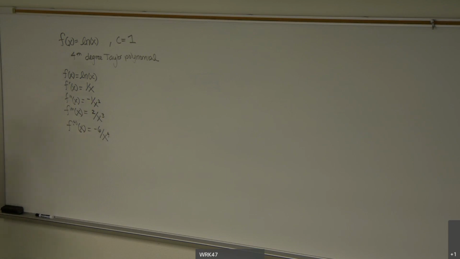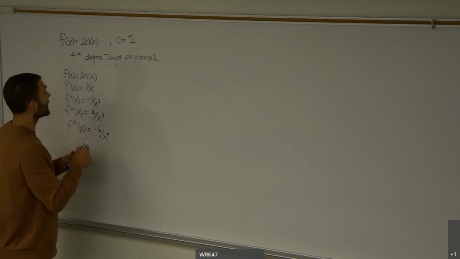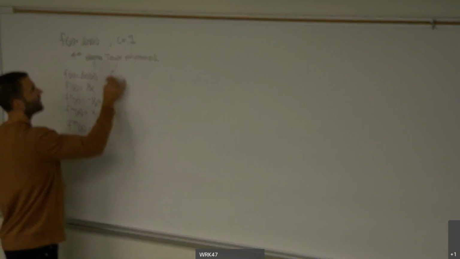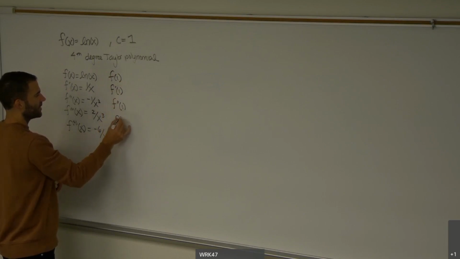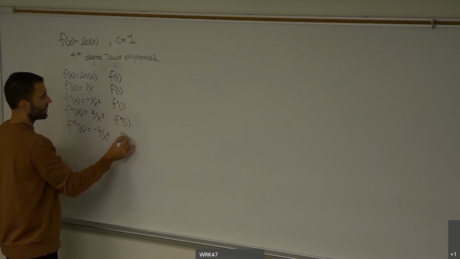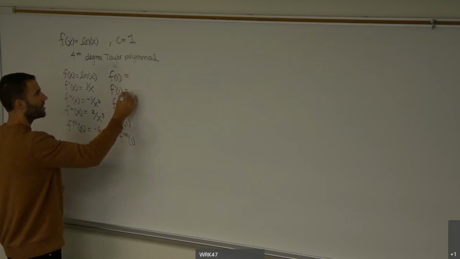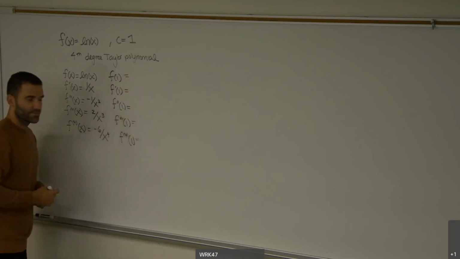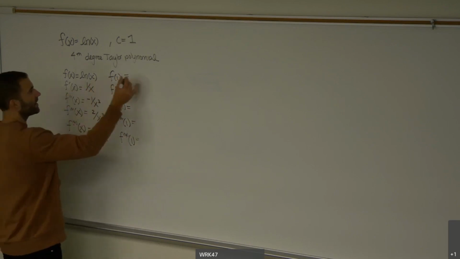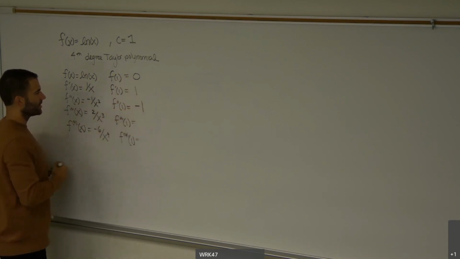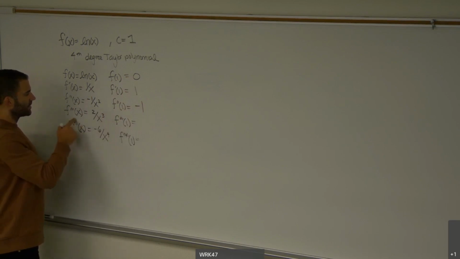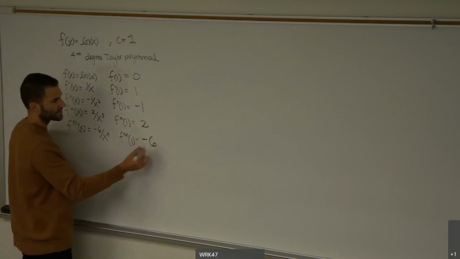Now again, these functions aren't my answer. We need to take these functions and we need to plug in 1. I want to know the value of the function at 1, the slope at 1, the concavity at 1, the third derivative at 1, and the 4th derivative at 1, because I'm going to create a polynomial with these values. F of 1, ln of 1 is 0. Plugging 1 into the first derivative, we get 1. Plugging 1 into the second derivative, negative 1. Plugging 1 into the third derivative, 2. Plugging 1 into the 4th derivative, negative 6.